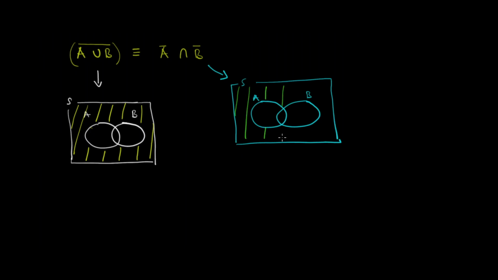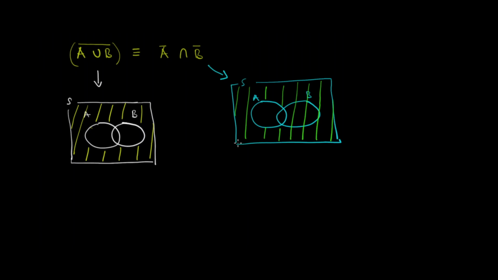But when we are shading outside A, remember, we have to shade even through B, but avoiding this part because it also belongs to A. We just want to shade everything outside A, like that. Okay, now let us look at it intersecting the complement of B.